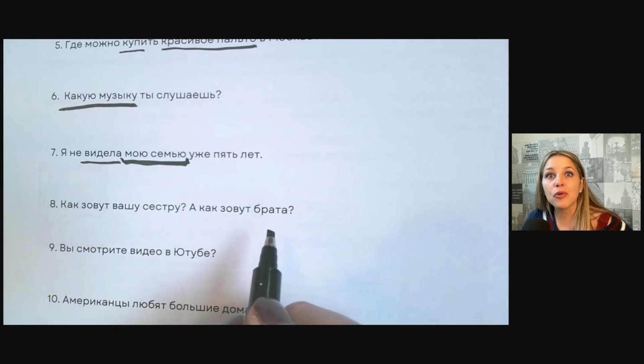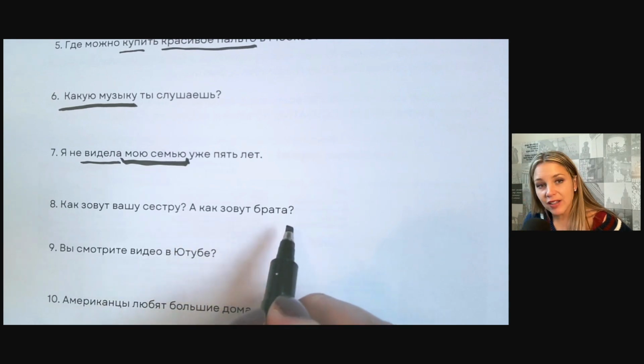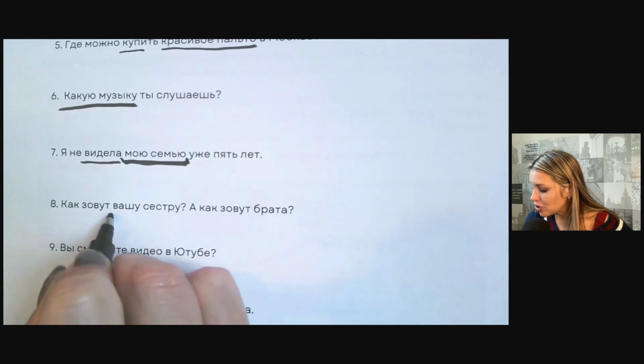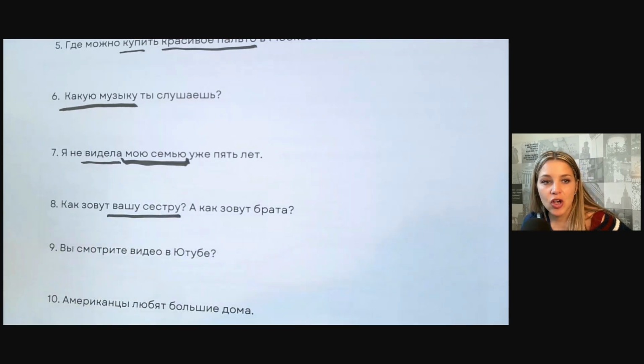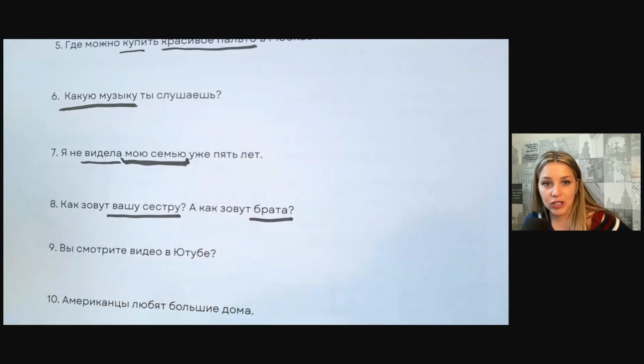Oh, and then here's a little preview of what an animate accusative would look like, i.e. a genitive. А как зовут брата? Вот. So вашу сестру is the direct object. They're doing something to it. They are calling it. Брата is a direct object, but it looks like a genitive because it's animate.